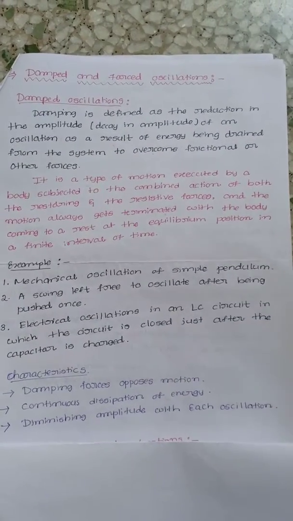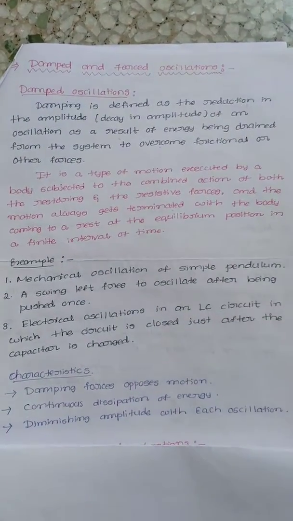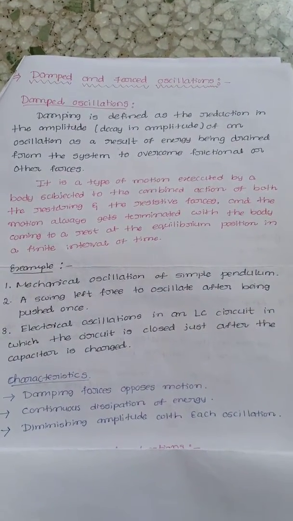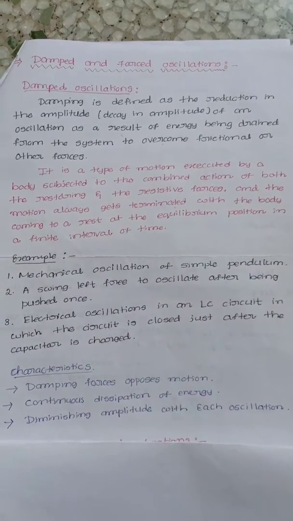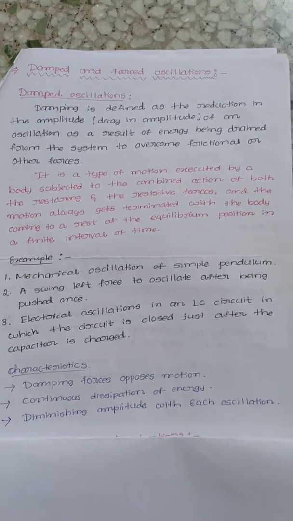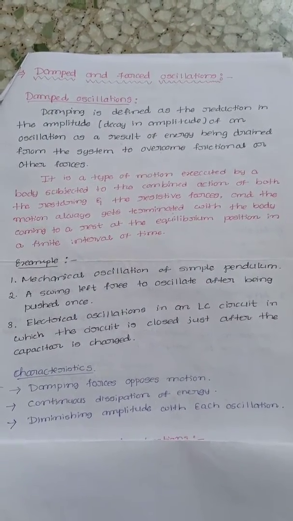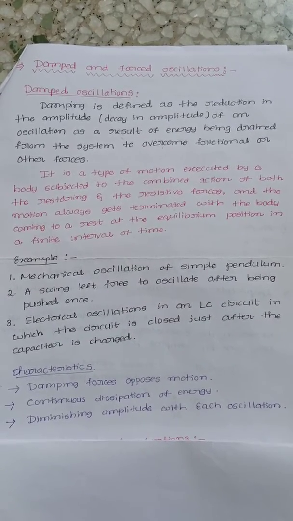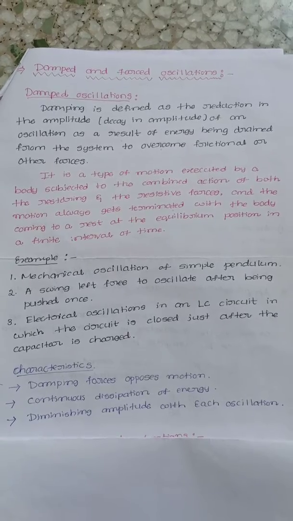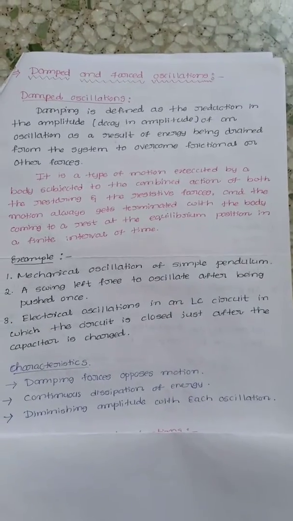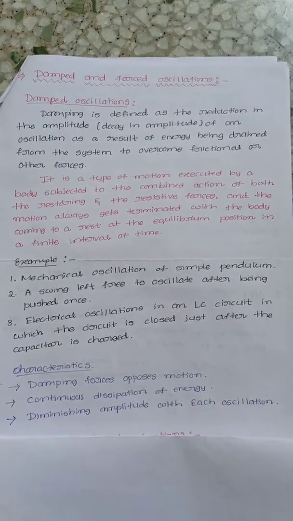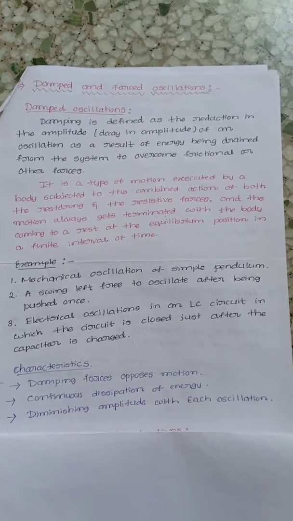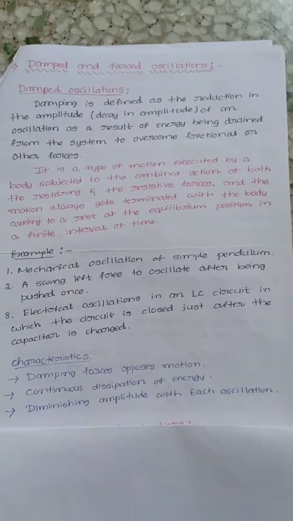So then what is damped oscillation? It is a type of motion executed by a body when it is subjected to the combined action of both resistive and restoring forces, and the motion always gets terminated with the body coming to rest at the equilibrium position in a finite interval of time. That is known as damped oscillation.